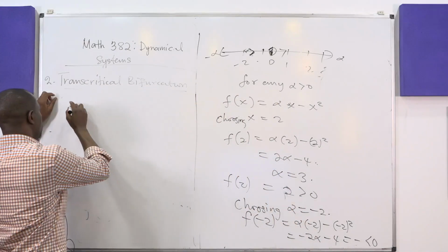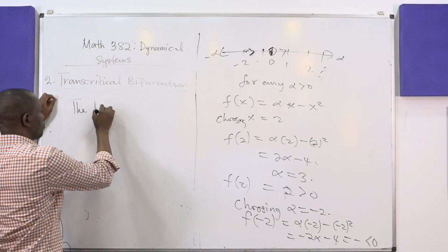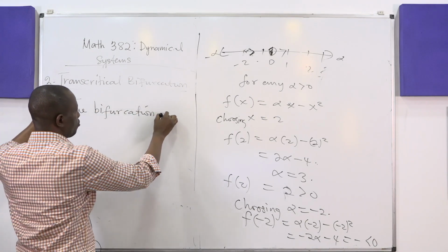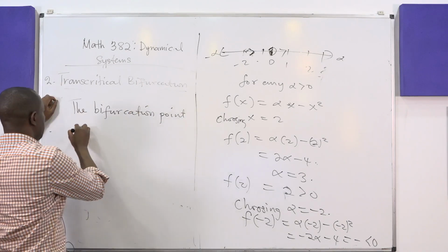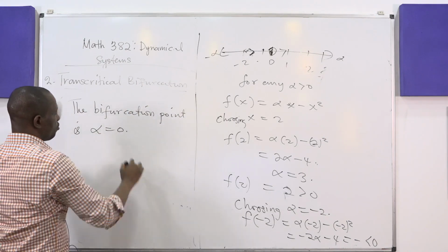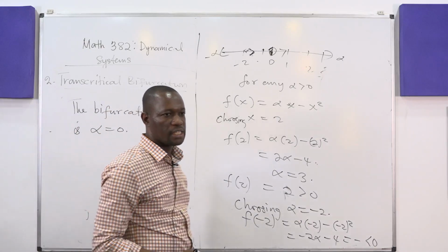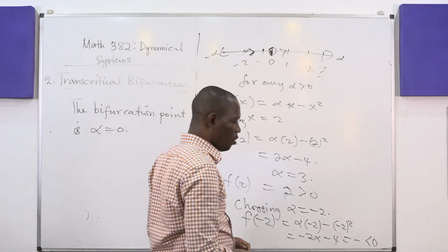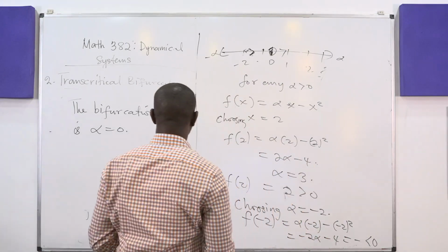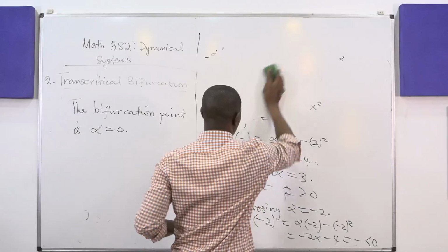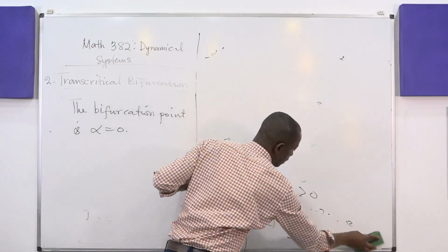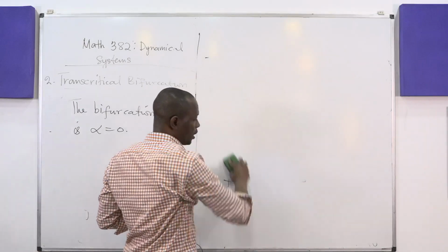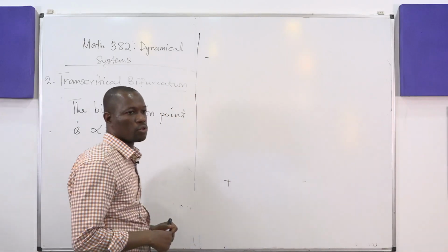So the bifurcation point is alpha equal to 0. That's what we consider, alpha greater than 0, alpha less than 0. So now we have established the exchange of stability, on the ground that when we considered alpha less than 0, the x1 at 0 was asymptotically stable.